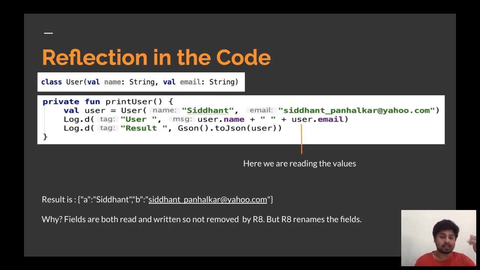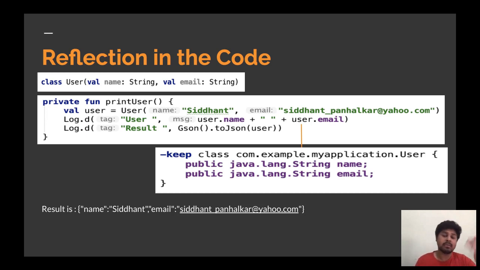Now by adding this rule, you can see the rule, we are telling R8 to keep the class user and keep the fields name and email. Both are strings, so I'm also telling it that those are public variables with the type String class. As you can see, the result is correct with the proper names because R8 now uses this rule to keep the user class with all those member names.